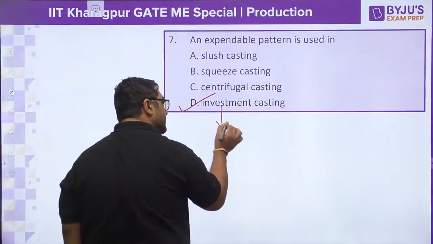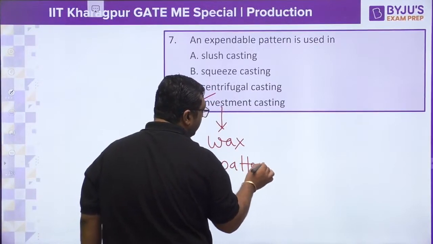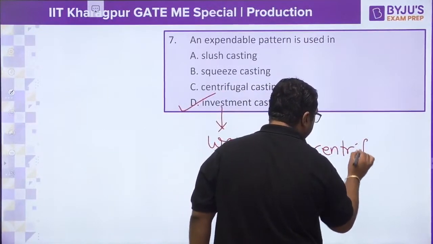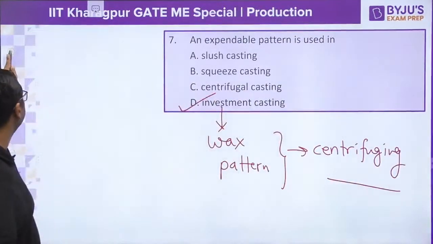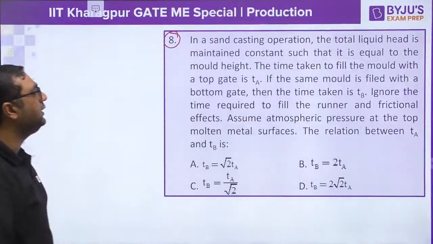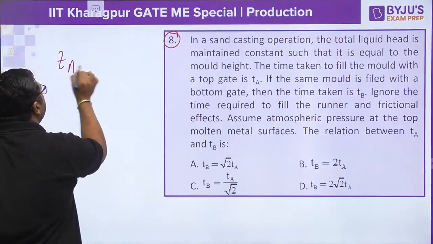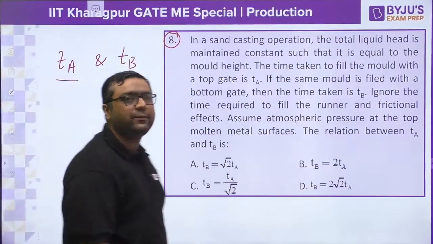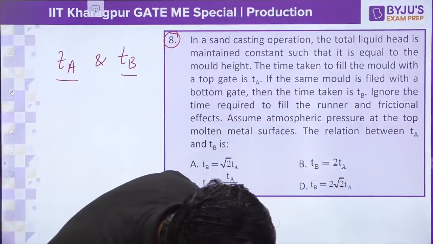Investment casting uses wax patterns which are made up by centrifuging. This is the eighth question from casting once again. It is asking the relation between TA and TB, which are the times taken to fill the cavity by the top and bottom gating systems. So guys, now you need to answer it.